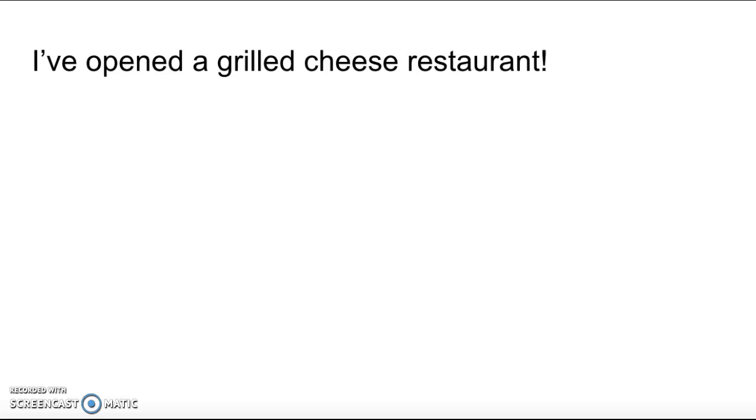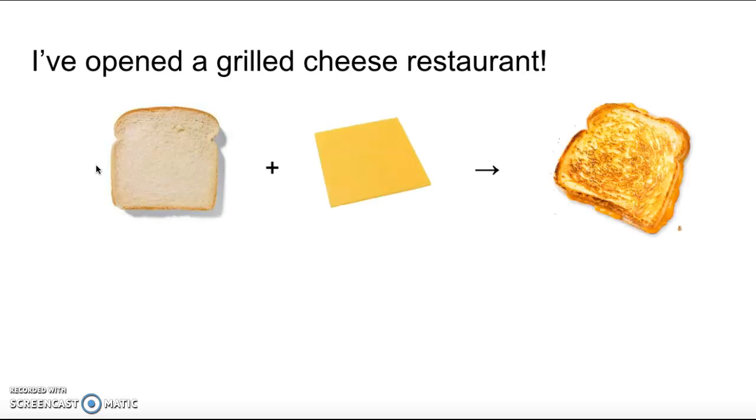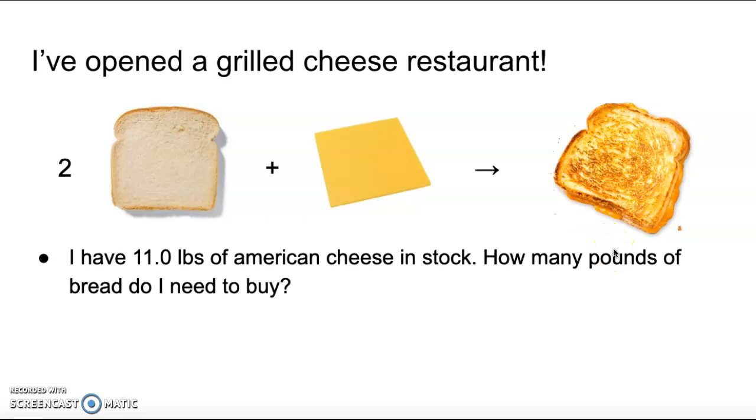So first let's look again at our recipe, our chemical reaction here for the grilled cheese. Remember that I'm going to need bread, and I'm going to need cheese. I'm going to put those together to make my sandwich. And also remember that I'm going to need 2 pieces of bread and 1 piece of cheese to make 1 sandwich. All right, so if I want to order supplies for this grilled cheese restaurant that I'm opening, I might want to think about what I have and what I need. So let's say I go to my fridge and I'm pretty well stocked, and I find out that I've got 11 pounds of American cheese in stock. So I need to know how many pounds of bread I'm going to need to buy.